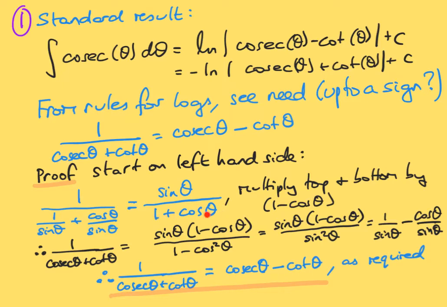Now, here we have 1 plus cos theta, and that might make you think about things like 1 minus cos squared theta is sine squared. But to get that, we have to multiply here by 1 minus cos theta. 1 plus cos theta times 1 minus cos theta is 1 minus cos squared theta. And that's fine, we can get that, but we have to multiply the bottom by this factor, and we have to also multiply the top by the factor. So all we're doing is taking this and multiplying it by 1.